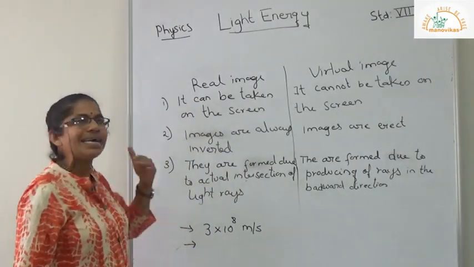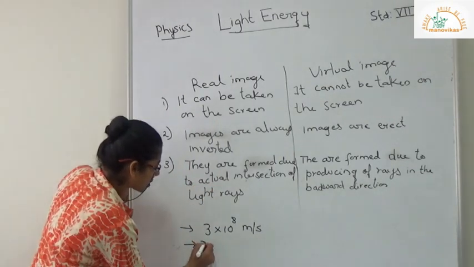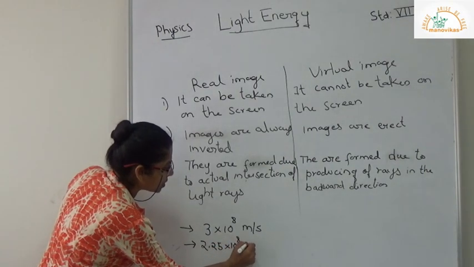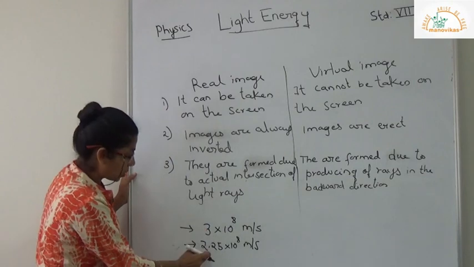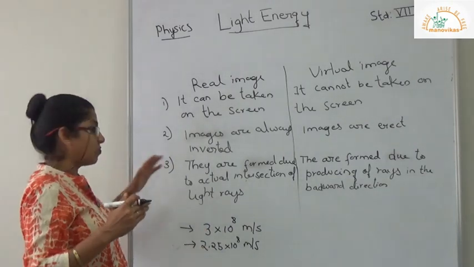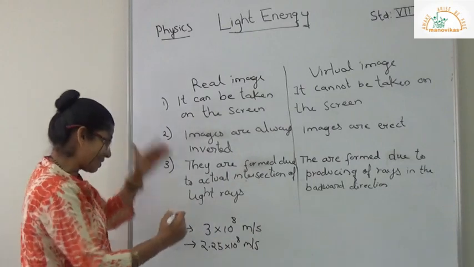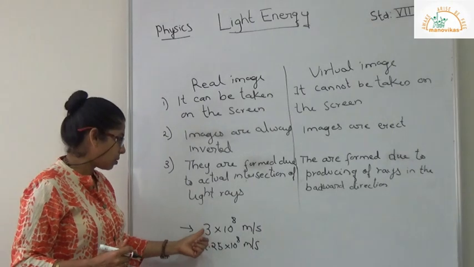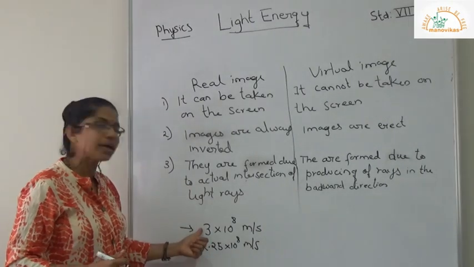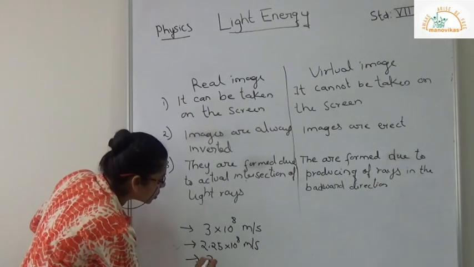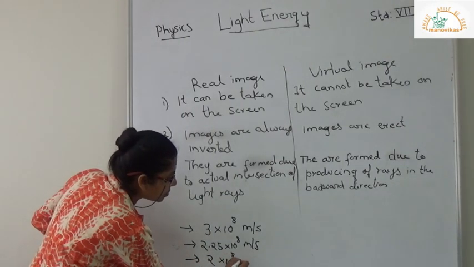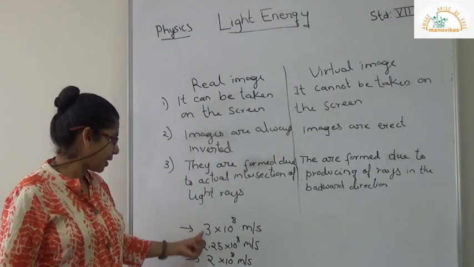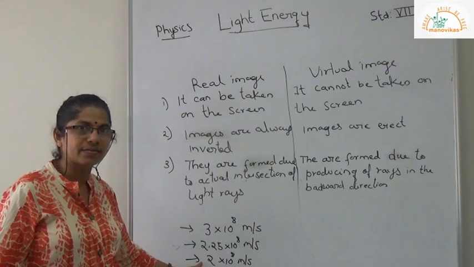Now the speed of light in water is less. It is around 2.25 into 10 to the power of 8 meters per second. It's less than 3. Now if you consider glass, then it is still lesser because glass is much denser as compared to water and optically denser as compared to water and air. So it is around 2 into 10 to the power of 8 meters per second. So these are the values in air, in water and in glass.